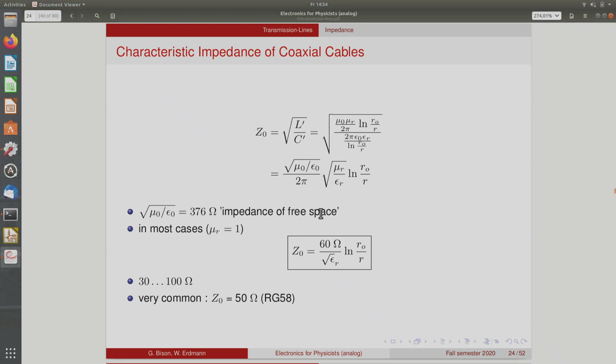This is only logarithmically dependent on the dimensions, so you cannot make it explode. You're stuck with values in this region. The most common value that you will find in very many cables is 50 ohms. These are the so-called RG58 cables that you'll often see in laboratories, the LEMO cables. They usually have 50 ohms. Antenna cables for home installations, I think, have 60 ohms. But it's always in that ballpark.